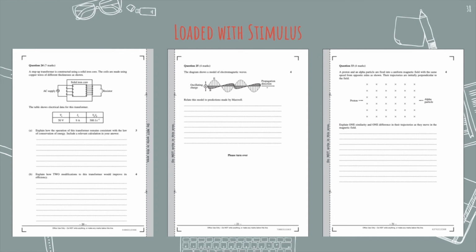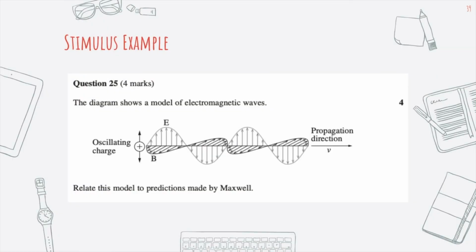So let's have a look at an example of one of the questions from last year's exam. Here we see a question which shows there is an electromagnetic wave and asks us to relate the model of the electromagnetic wave to the predictions made by Maxwell. Now the dot point here is obviously referring to Maxwell's predictions of the electromagnetic waves and some of the features that he predicted by unifying those electric and magnetic concepts.